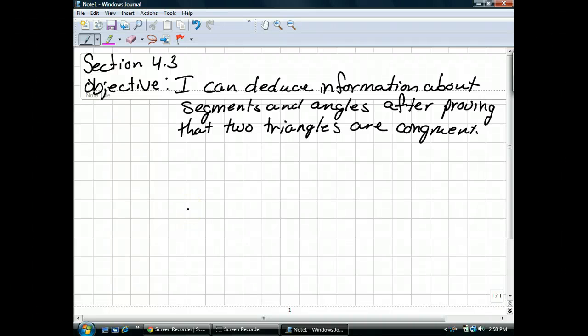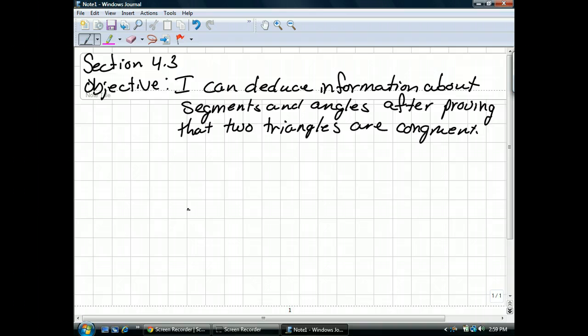Section 4.3, our objective today is I can deduce information about segments and angles after proving that two triangles are congruent. So yesterday we learned three ways, or three postulates, that allow us to show that two triangles are congruent to each other. The reason we would want to do that is so that we can say that certain parts of triangles are congruent to each other.